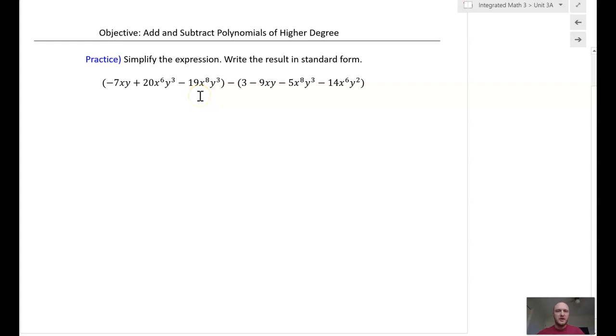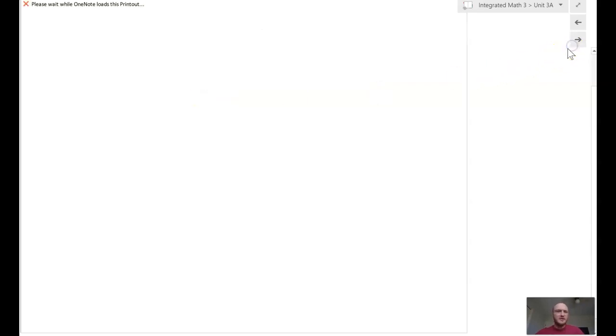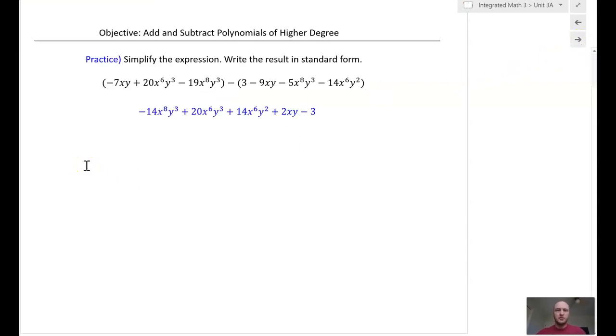I hope you paused the video and tried this one. Here is the solution. Again, check your standard form. Make sure that these two terms are in that order. We have 20x to the sixth y cubed, followed by 14x to the sixth y squared. The power on the y has decreased by 1.